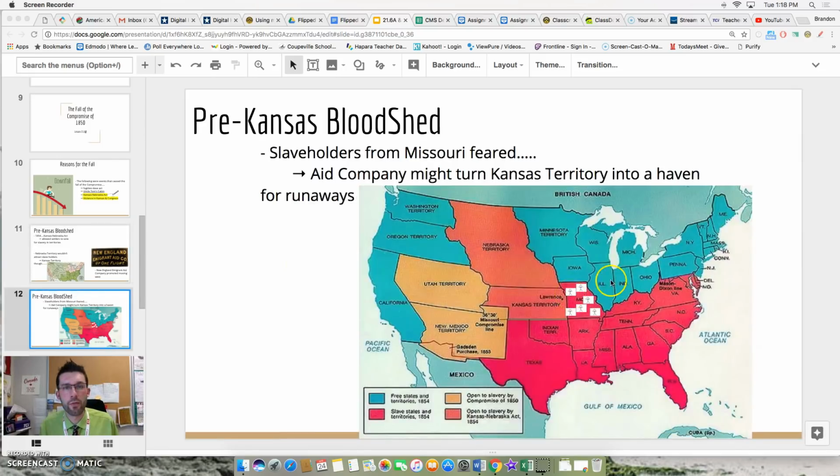How did people in the South feel about all of these people moving from the East Coast into Kansas to try to vote for abolishing slavery? Well, they feared that this New England Immigrant Aid Company wanted to convert Kansas into this safe haven, into this safe place for runaway slaves who would potentially leave Missouri or any of these southern states.